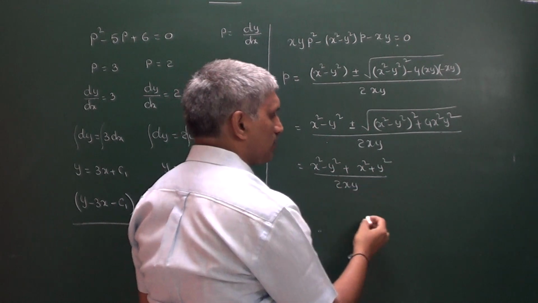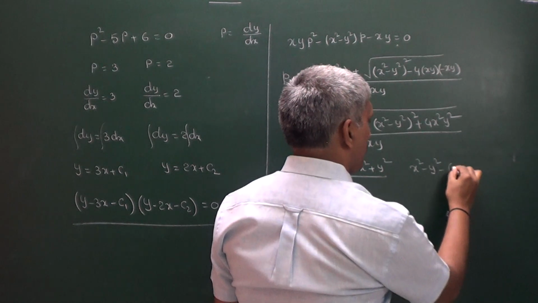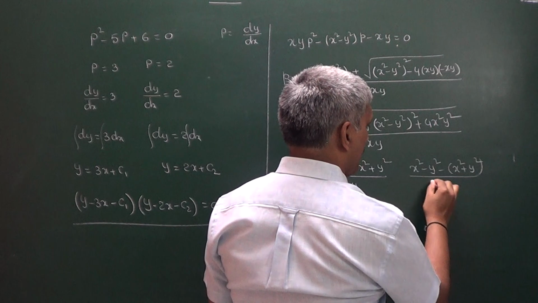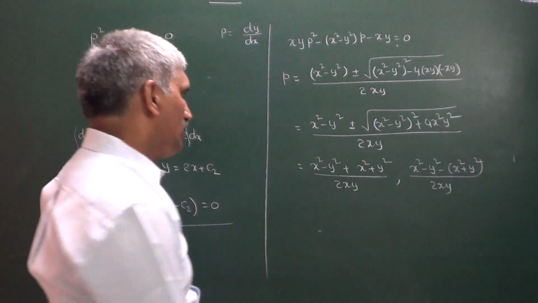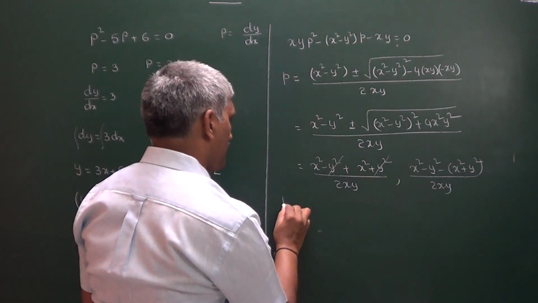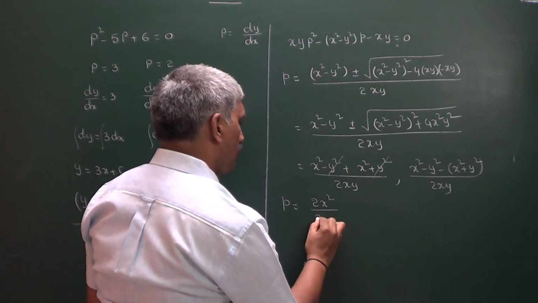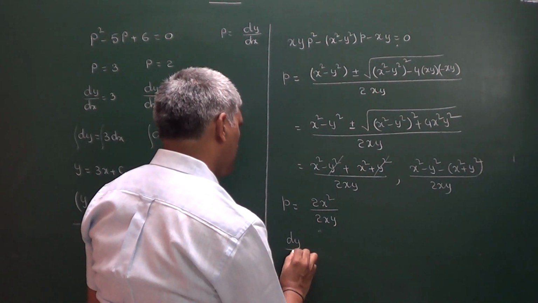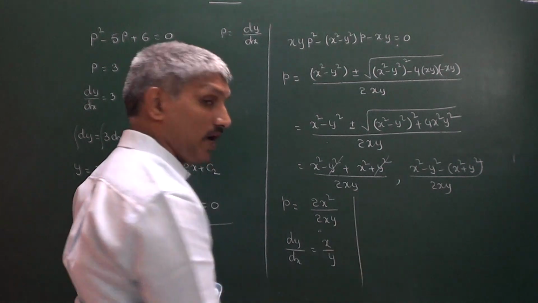That is one possible solution. The other one is (x² - y² - x² - y²)... that is, (x² - y² - (x² + y²)) / 2xy. So p, two values we got. What is the first value? Because -y² and +y² cancel, we are getting p = 2x² / 2xy. Therefore we got dy/dx = x/y.